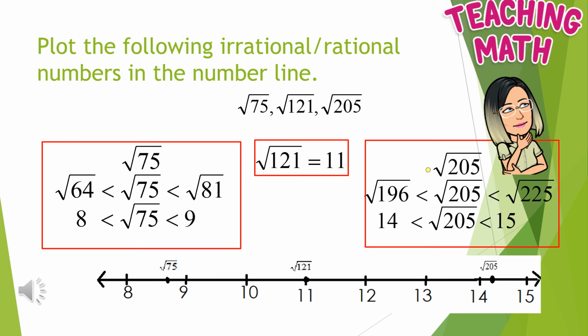Plot the following irrational and rational numbers in the number line. We have square root of 75. Square root of 75 is between square root of 64 and square root of 81. Square root of 64 is 8 and square root of 81 is 9. So square root of 75 is between 8 and 9 but closer to 9. Square root of 121 is 11. Then we have square root of 205. Square root of 205 is between square root of 196 and square root of 225. Square root of 196 is 14 and square root of 225 is 15. So square root of 205 is between 14 and 15 but closer to 14.